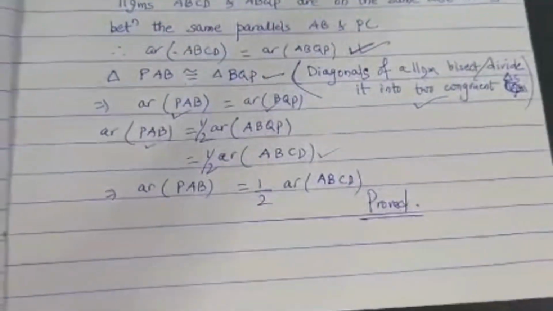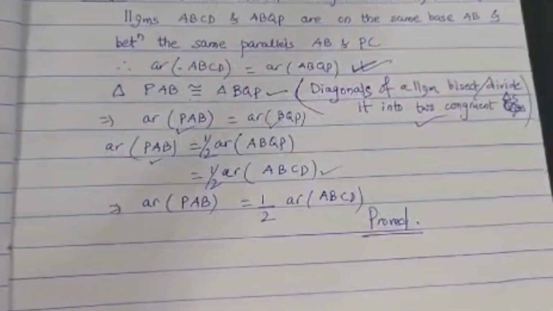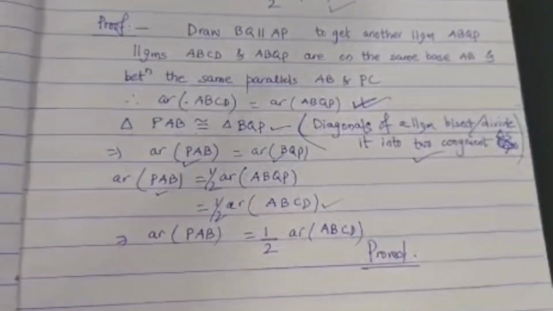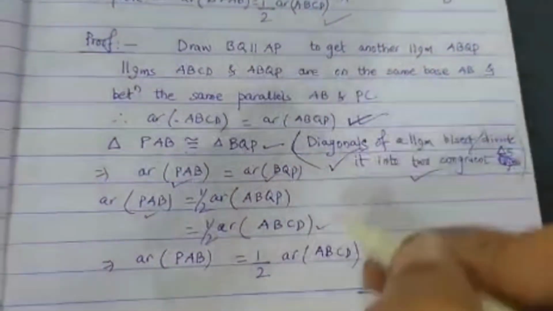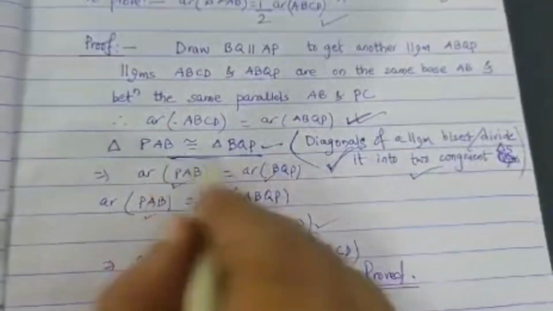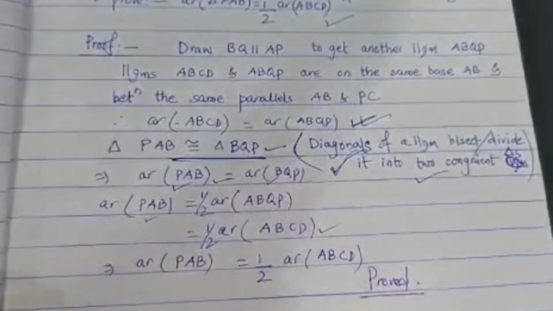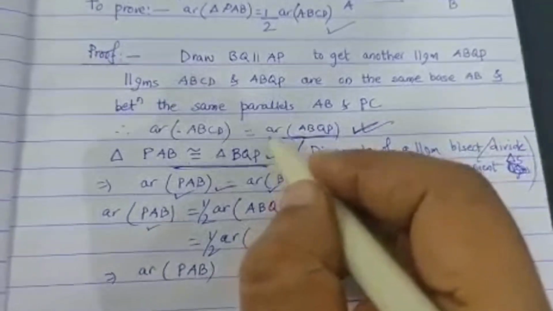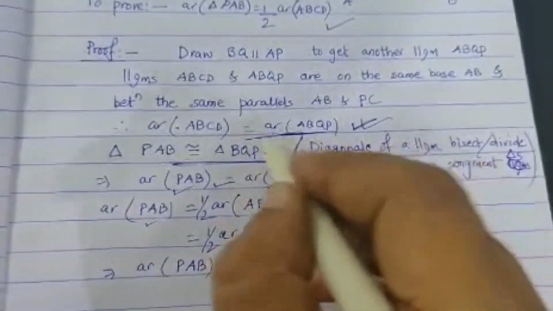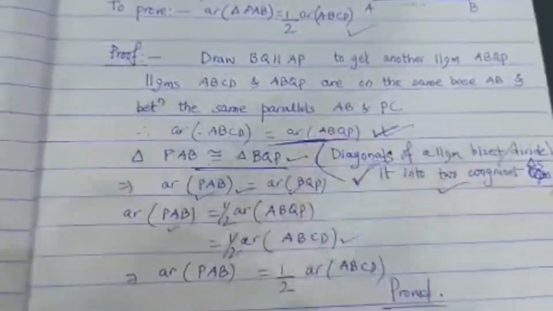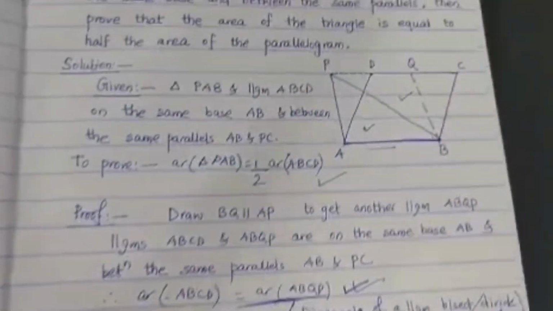Very simple proof, but you will have to remember the properties or the theorems which we have studied in earlier chapters. See, this was an important theorem. From this we established this one. And one lecture before you have studied that parallelograms on the same base and between the same parallels are equal in areas. So this theorem is proved.